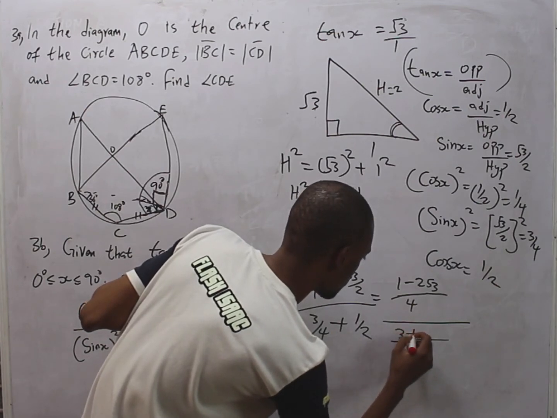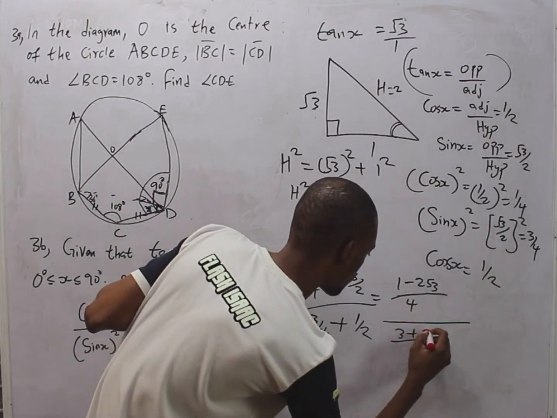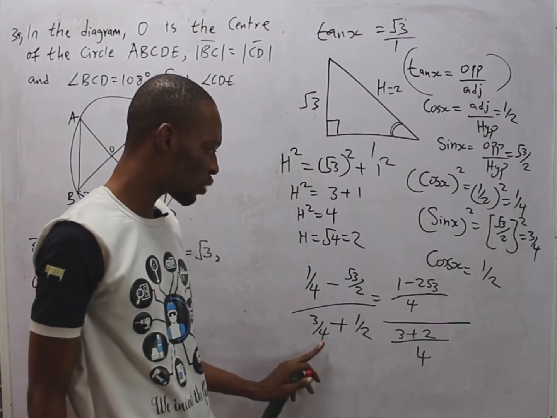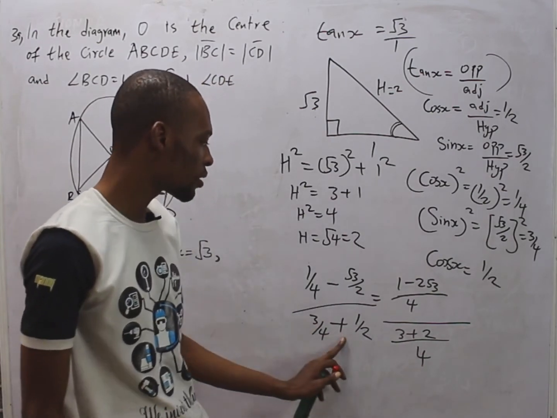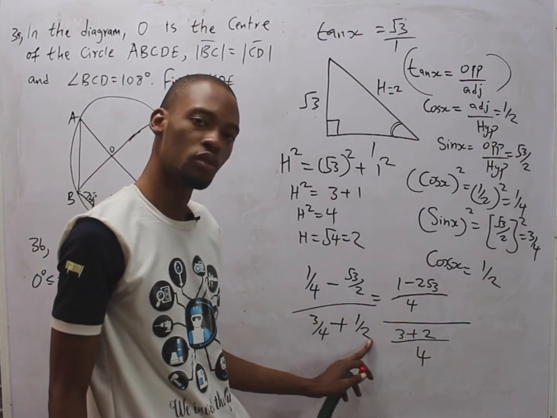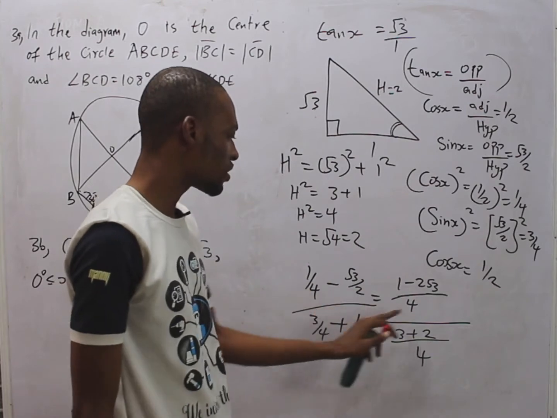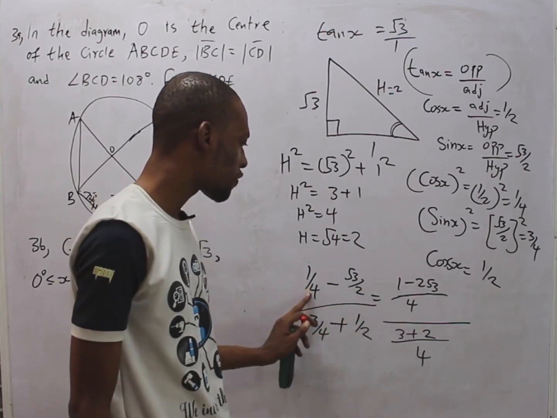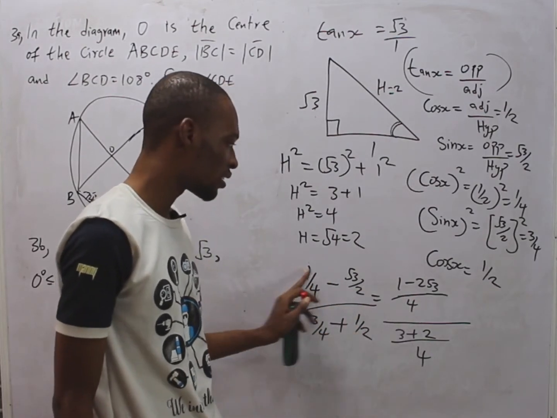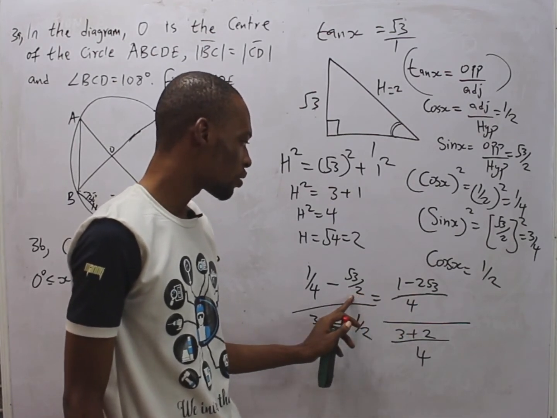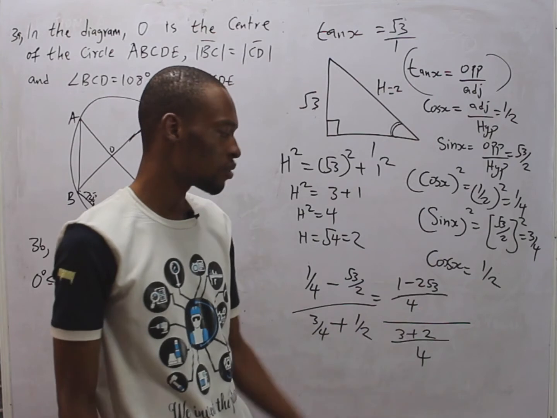In the denominator, 3 over 4 plus 1 over 2. The LCM is 4. 4 divided by 4 is 1. 1 times 3 is 3. Plus 4 divided by 2 is 2. 2 times 1 is 2. Then here, LCM is 4. 4 divided by 4 is 1. Times 1, 1. 4 divided by 2 is 2. 2 times root 3 is 2 root 3.